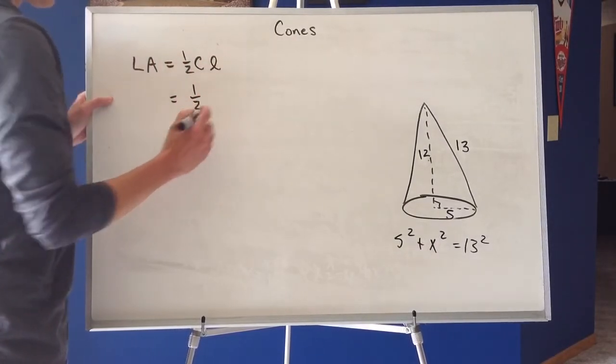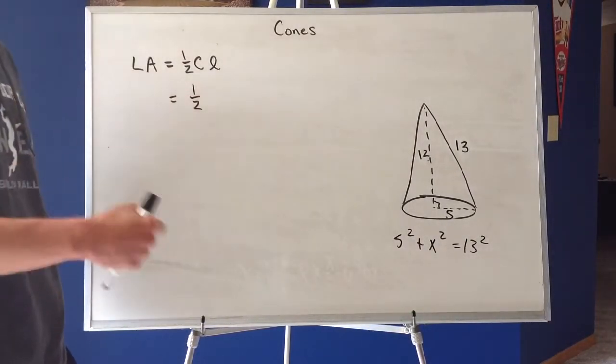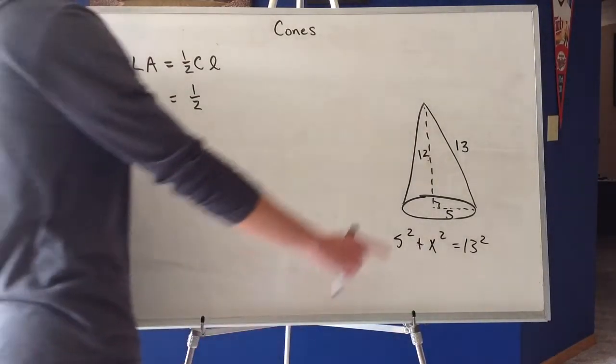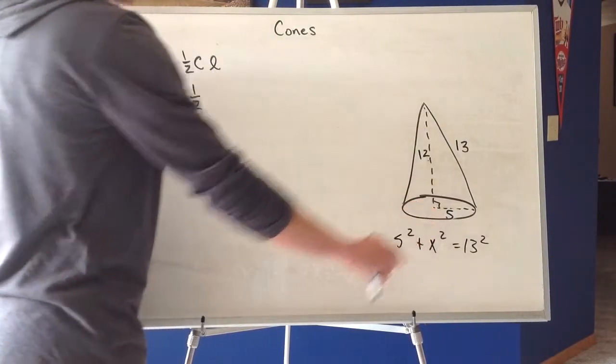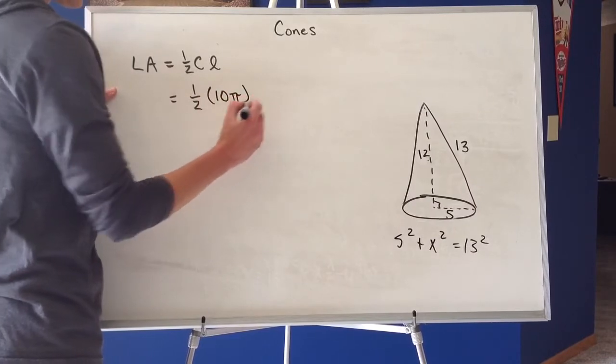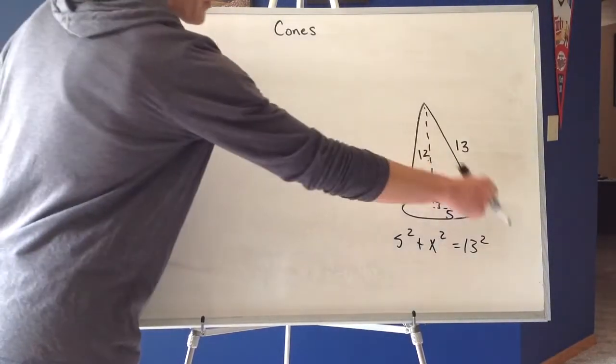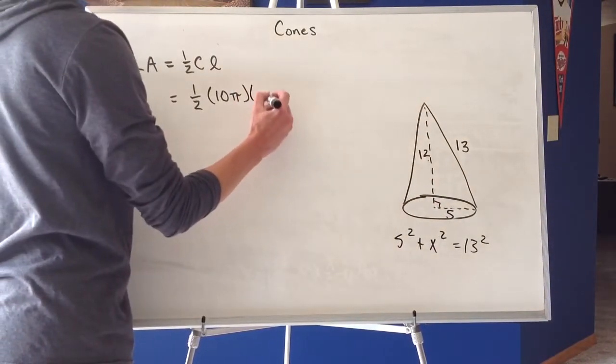So first one, 1/2 of circumference. Remember, circumference is 2 pi r. If my radius is 5, 5 times 2 is 10, so I get 10 pi for my circumference. Slant height, again, is the one that goes down the side. That would be my 13.